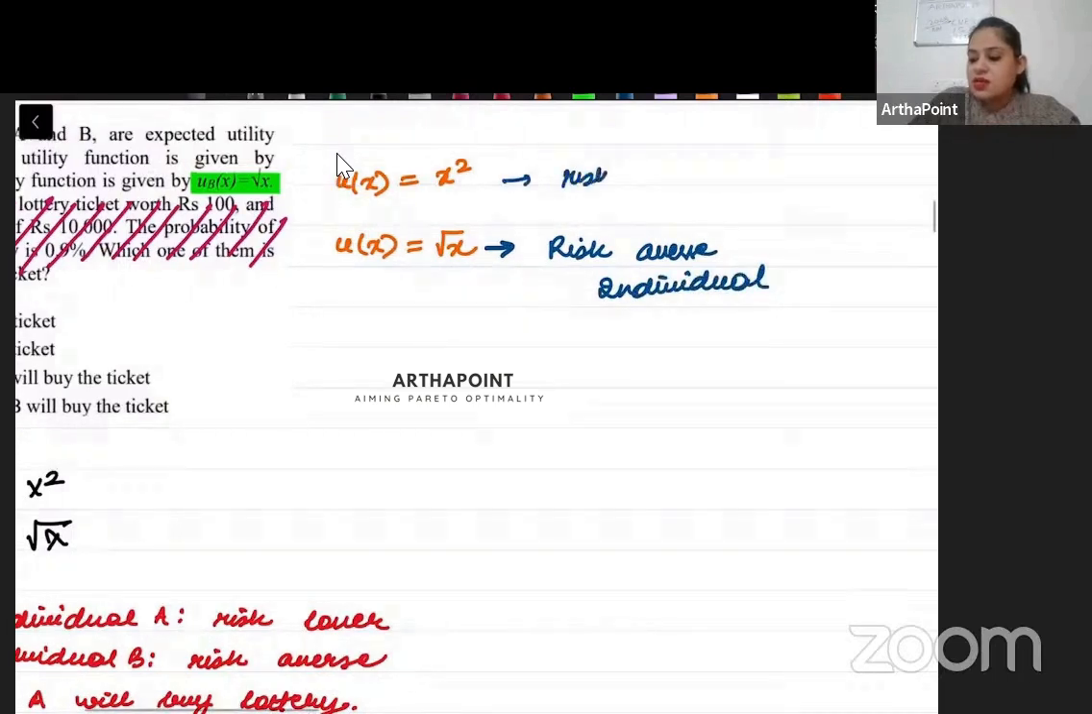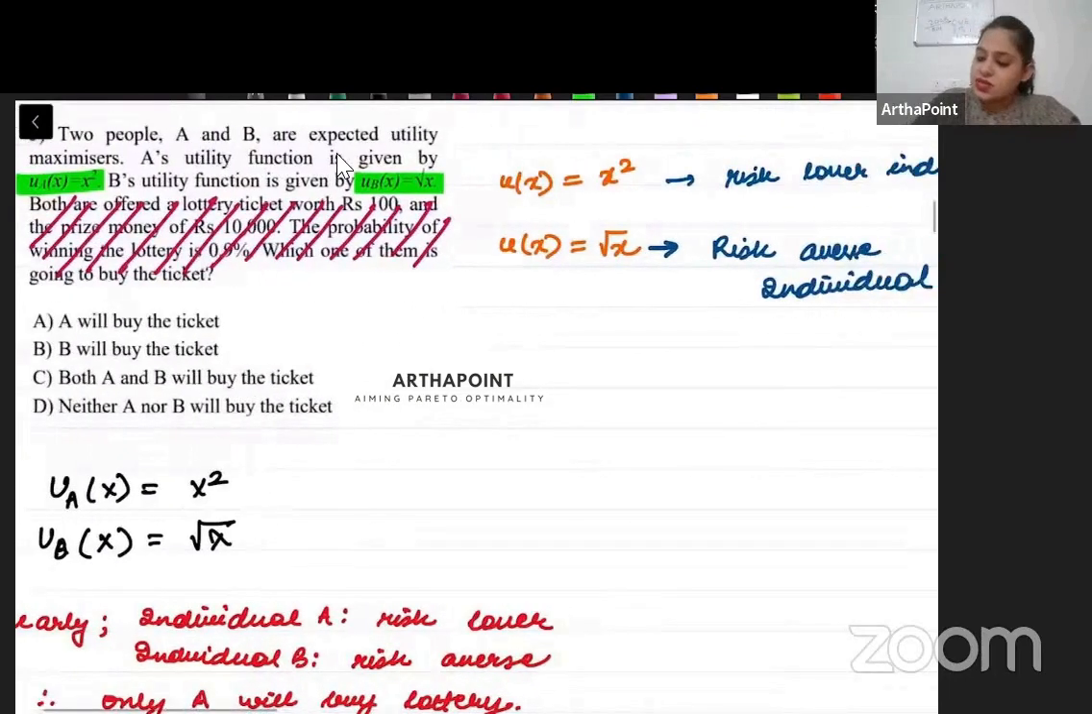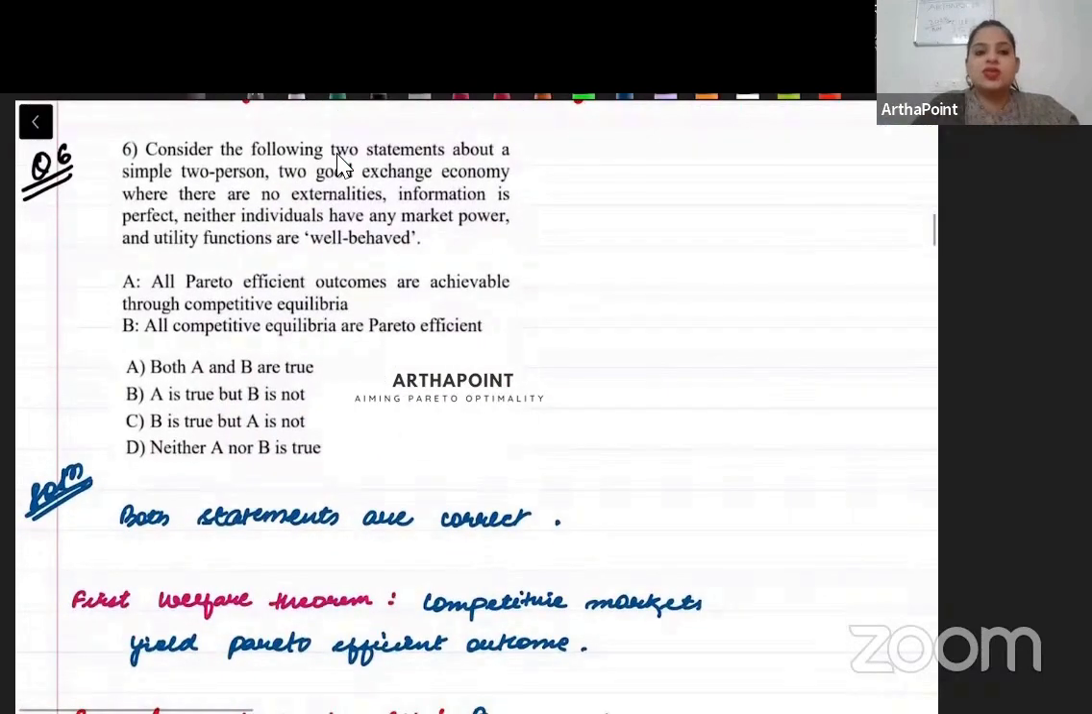And this is a risk lover individual. We have done how concavity and convexity of the utility functions tell us whether you are risk averse, risk neutral, or risk lover. Only a risk lover individual will go ahead and buy the ticket. So you know that individual A will buy the ticket, but you can go through the entire process of utility maximization also. Come to the next question.